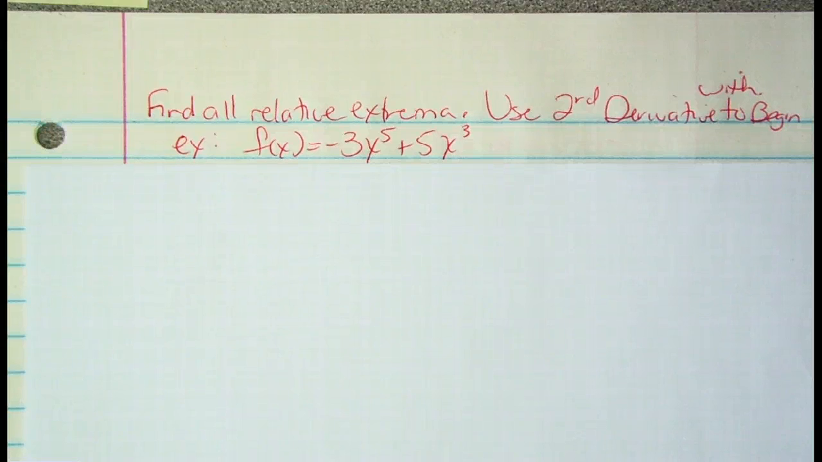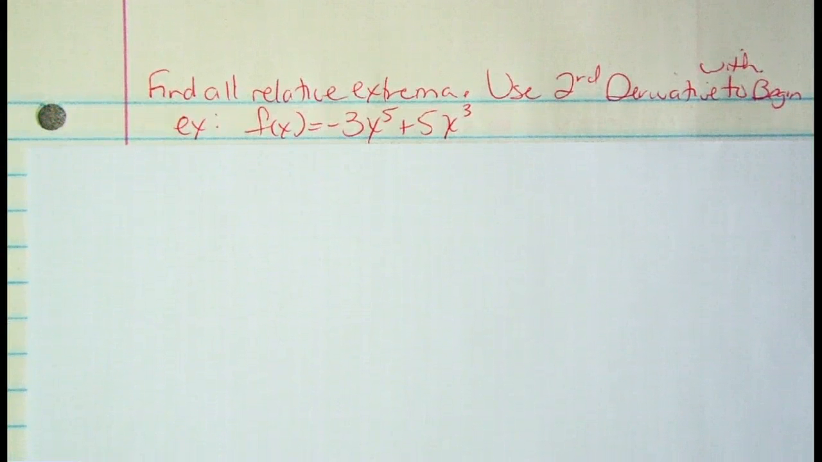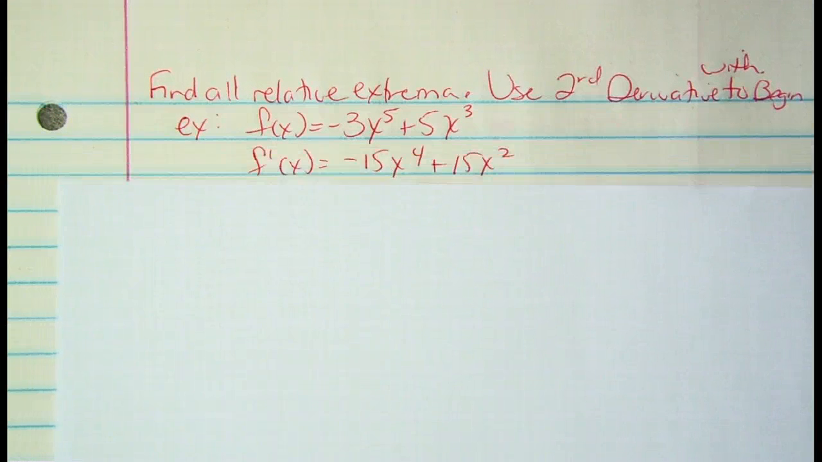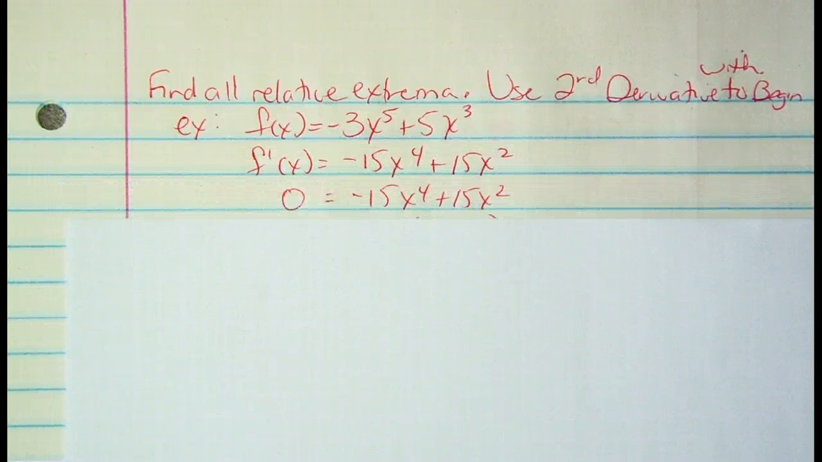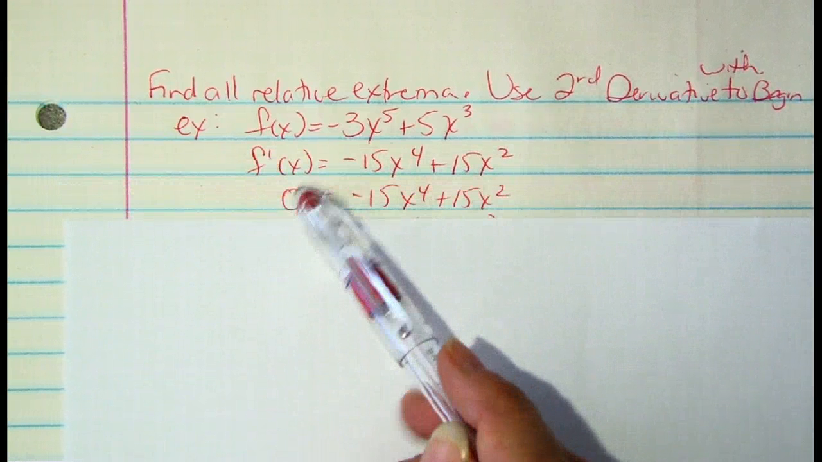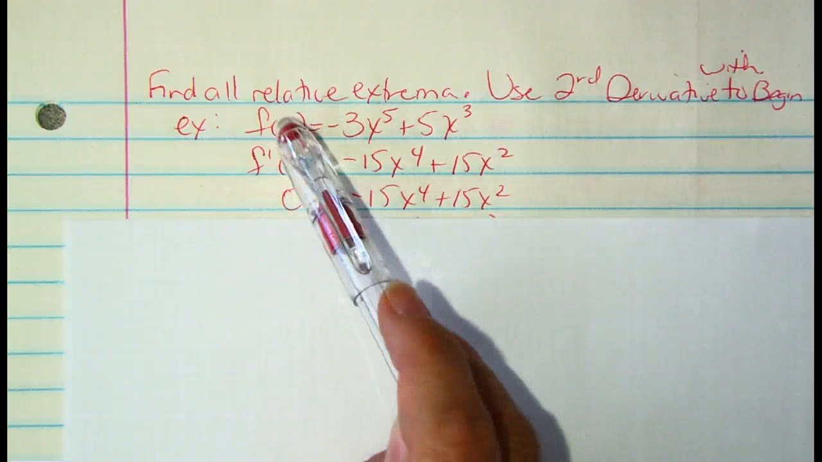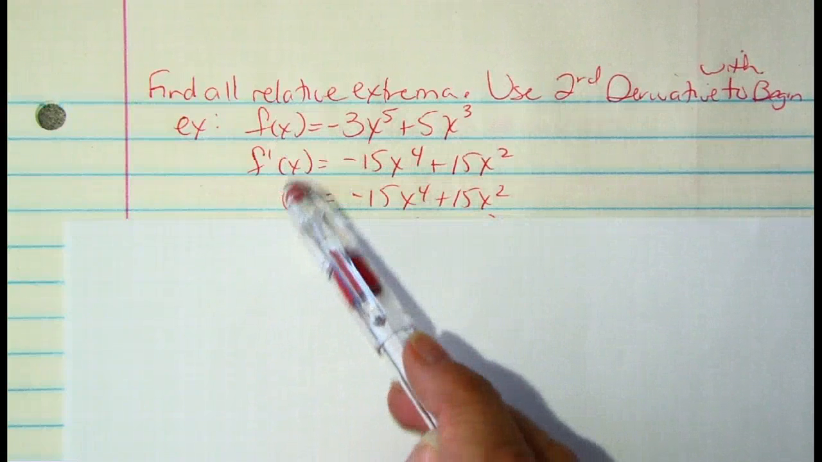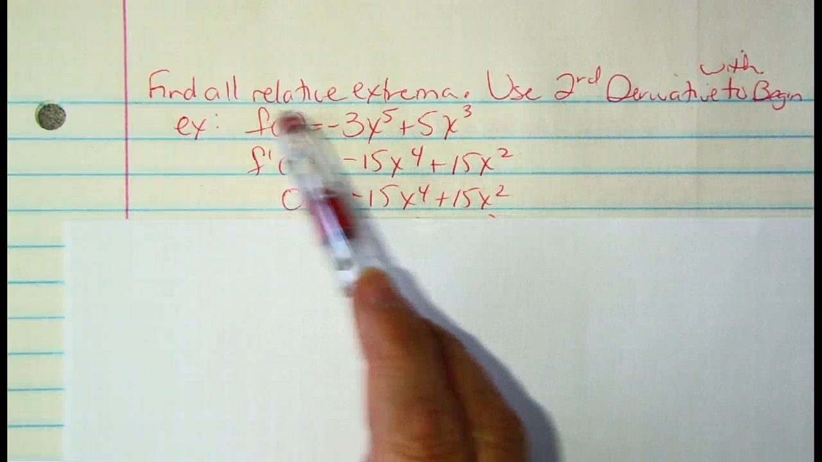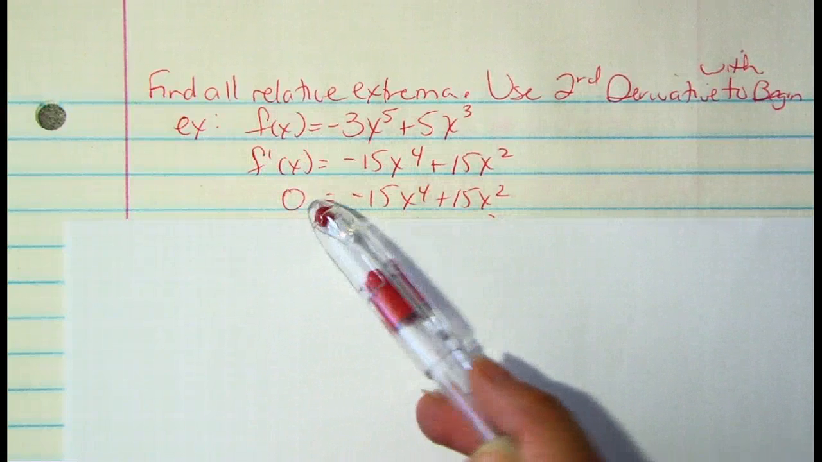Well, the first thing I have to do is I have to go get my critical numbers. I take the first derivative, I set it equal to 0. Again, what does that mean? It means the slope of this particular function, what x values, is a slope of 0 back on my original function.